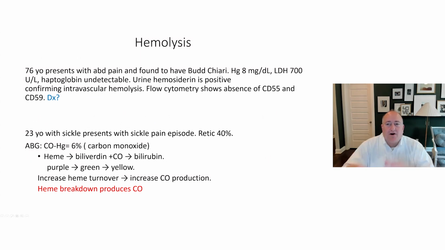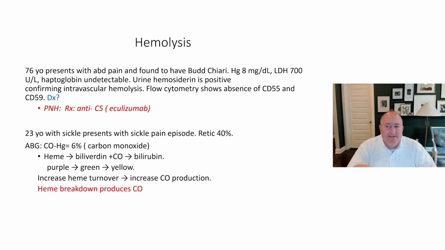All right, the patient has Budd-Chiari, which is thrombus in the hepatic veins and the IVC. They also have hemolysis with anemia, high LDH, undetectable hapto. Urine hemosiderin is positive, which confirms intravascular hemolysis. And you do a flow cytometry. They don't have CD55 or 59 on their red cells. So this is paroxysmal nocturnal hemoglobinuria. This is an acquired condition of the membrane, the only membrane abnormality in red cells that is acquired as a cause of hemolysis.